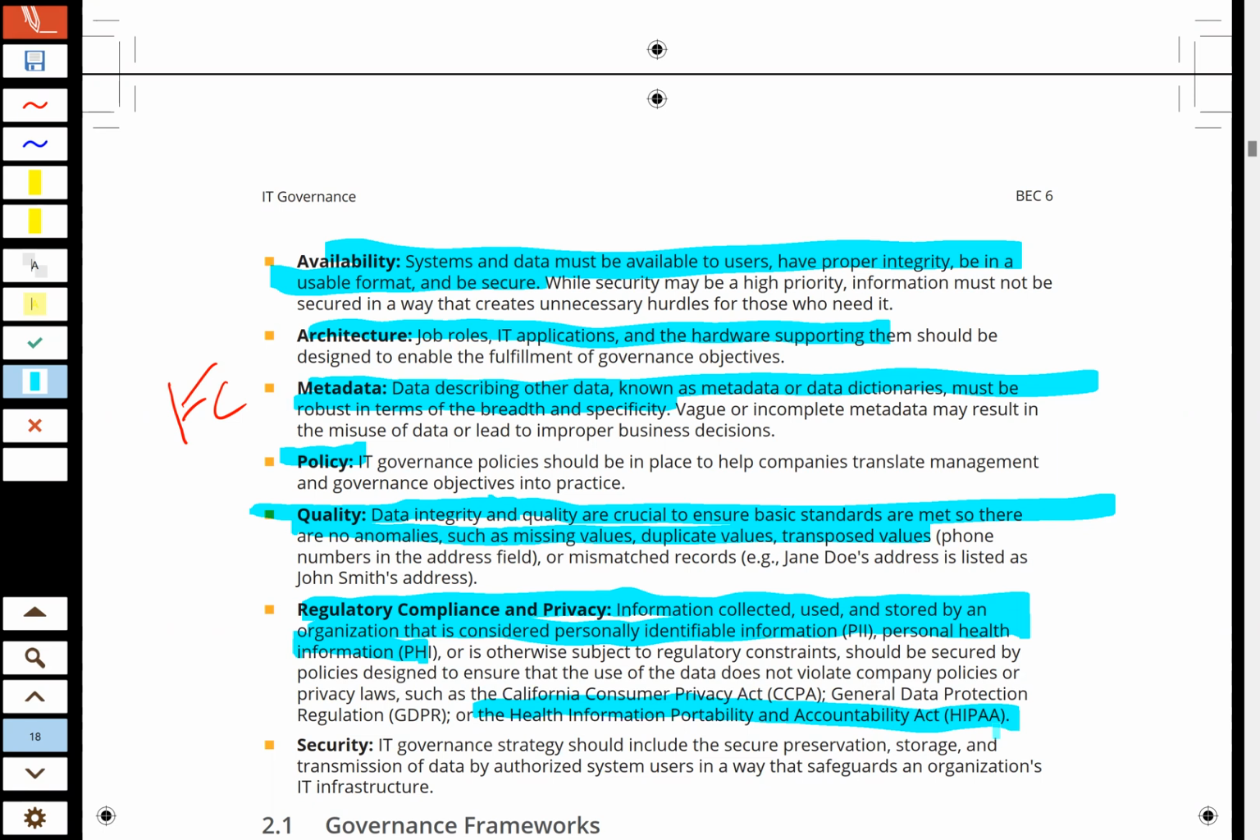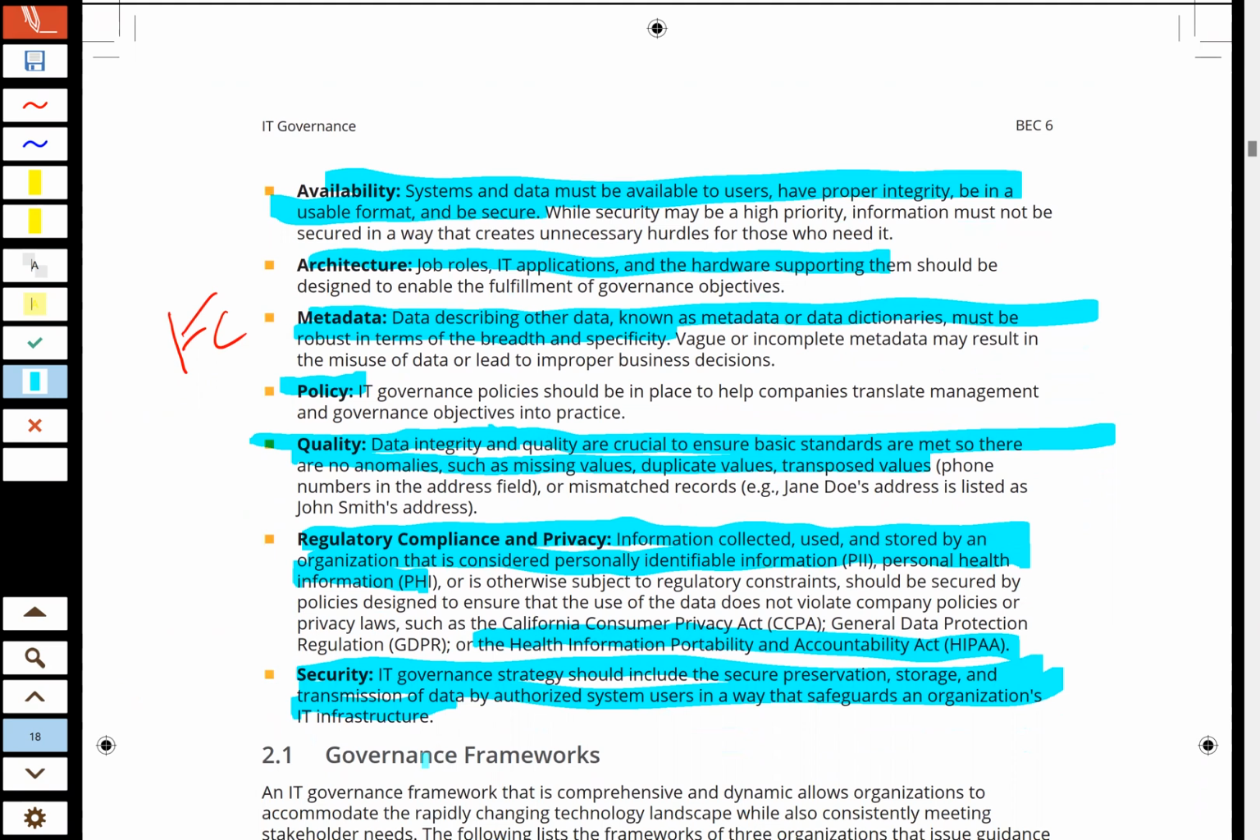So if we're in that sort of a business, then we're going to have to comply with whatever those regulatory requirements are. And then security, and this is really a big deal these days with all of the issues with hackers and cyber terrorism and all that sort of stuff that we've been seeing in the news. So flashcard these components, these elements of your corporate governance.